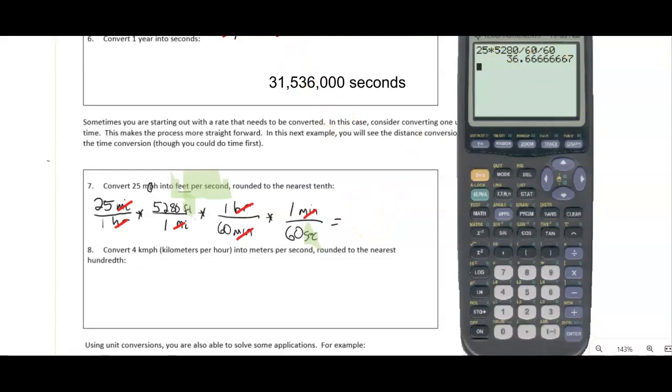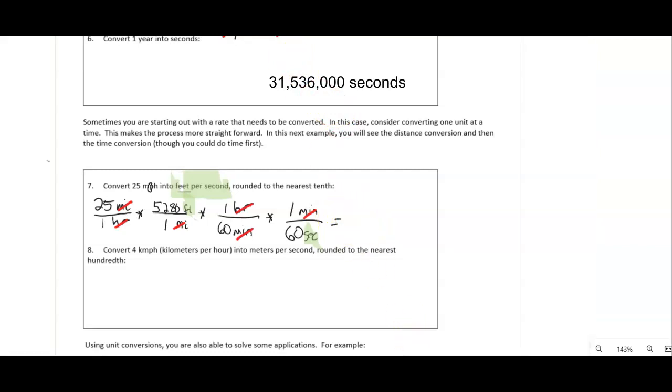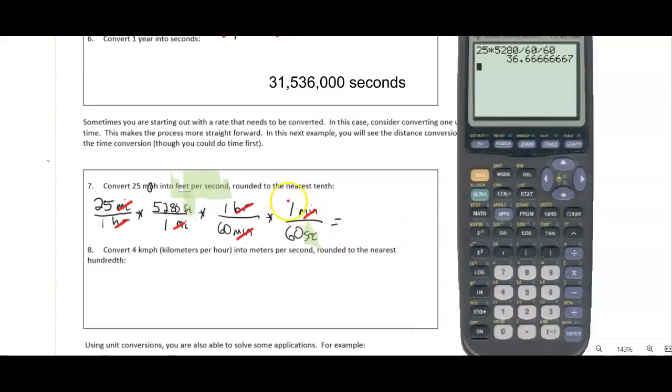Now it's time to look for any kind of rounding rules. In this case, it says round to the nearest tenth. So we need to go to 1 decimal place, and so we have the 0.6. The next number after that is a 6, which is 5 or larger. So our 0.66 will round to 0.7. So we have 36.7.